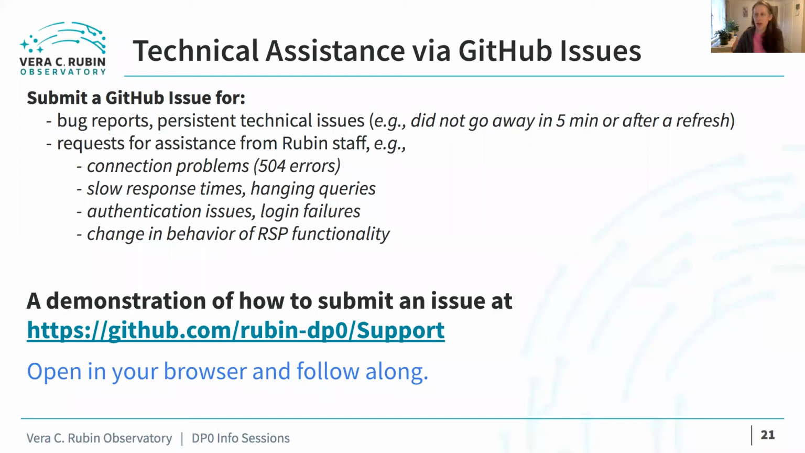So I'm going to show you right now how to submit a GitHub issue bug report. And these are things that Rubin staff definitely always see. We respond pretty quickly to help you out. So you can open your browser and follow along by pointing it to github.com/rubin-dp0/support.